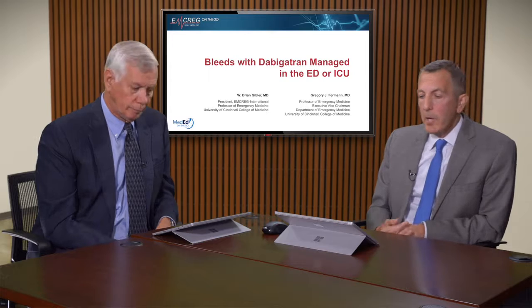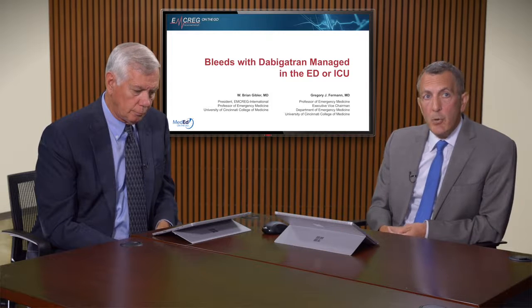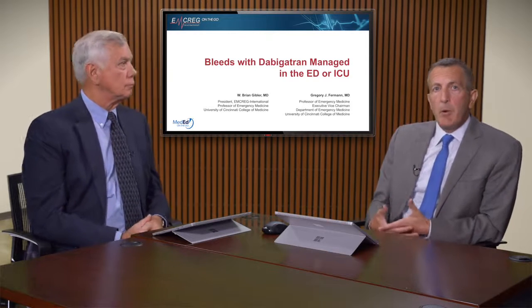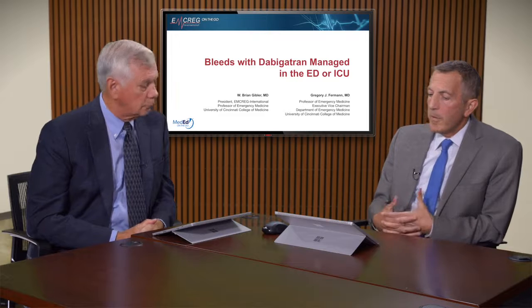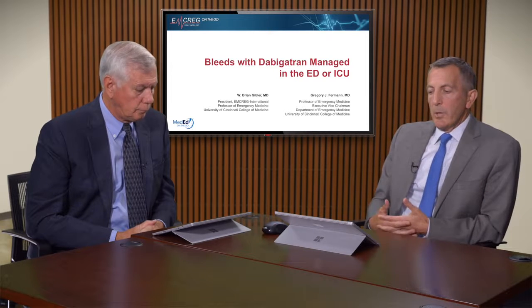Thanks, Brian. So with respect to Dabigatran, which is more widely known as Pradaxa, is a direct thrombin inhibitor or factor II inhibitor, which makes it a bit unique among the NOAC class of agents. And because of that, it has a unique reversal agent. But bear in mind, treatment of a Dabigatran-associated hemorrhage starts with standard practice of resuscitation.